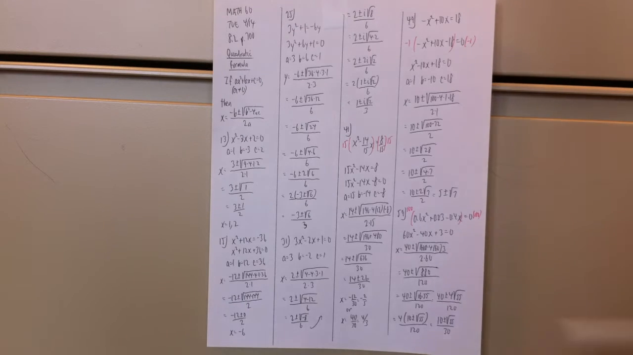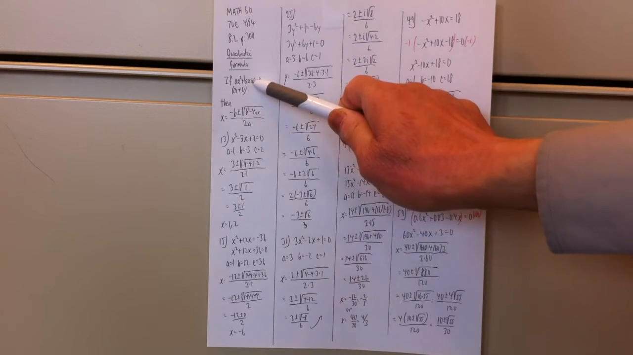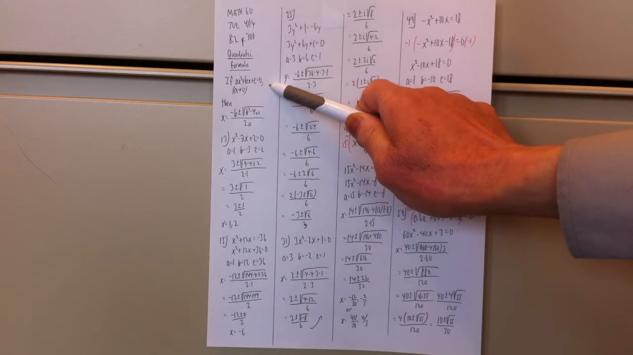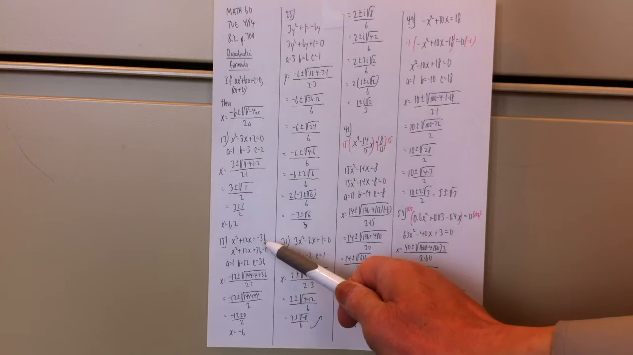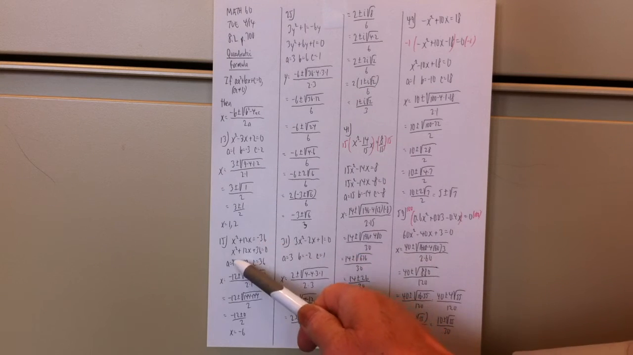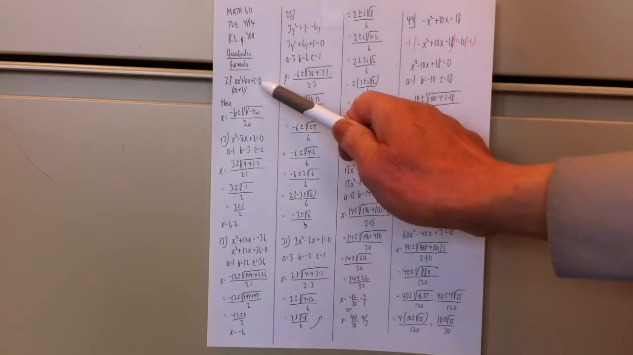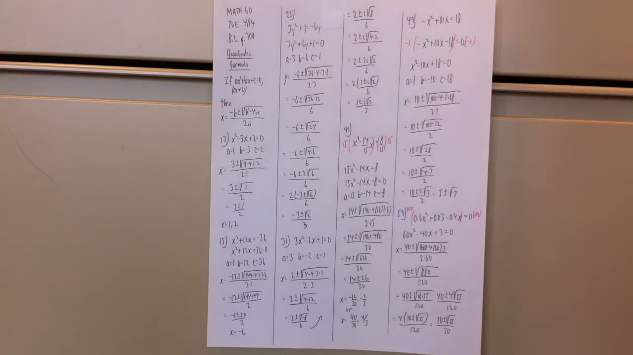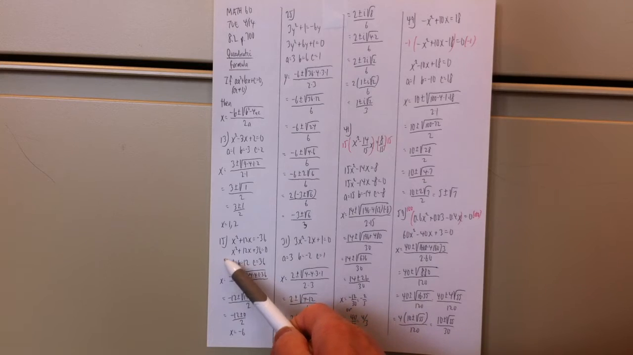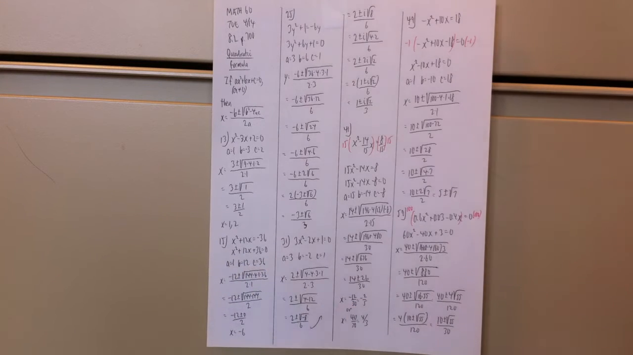Problem 15, x squared plus 12x equals negative 36. Right now, this does not look like our standard form. The right-hand side is supposed to be 0. So to make it a 0, you just add 36 to both sides. So x squared plus 12x plus 36 equals 0. Now this equation does look like our standard form. So our a, b, and c are, again, a is 1, b is 12, c is 36.